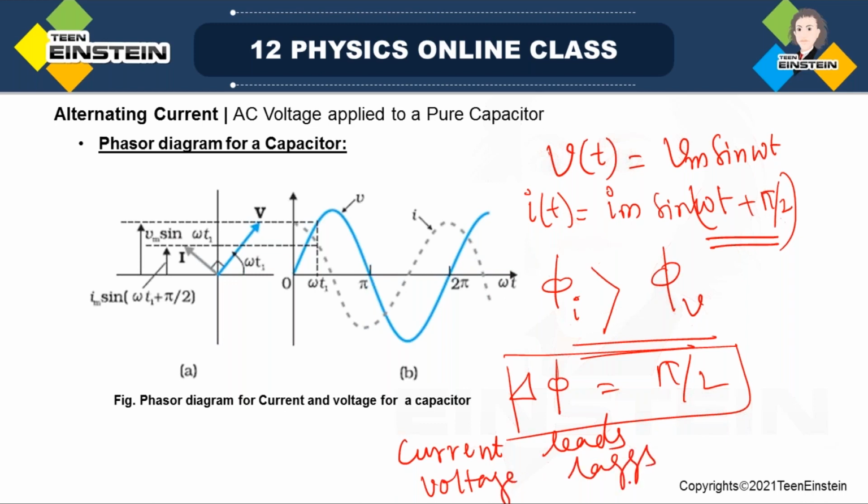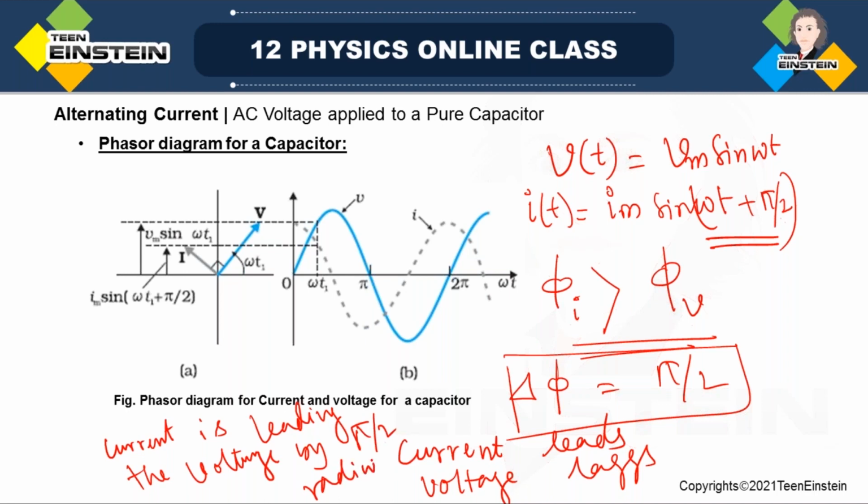And when you say current leads, then you have to say by how much angle, phase angle. So we have to say here that the current is leading the voltage by pi by 2 radian. This is what we have to say. Okay, and see here we have the Phasor diagram in this figure.